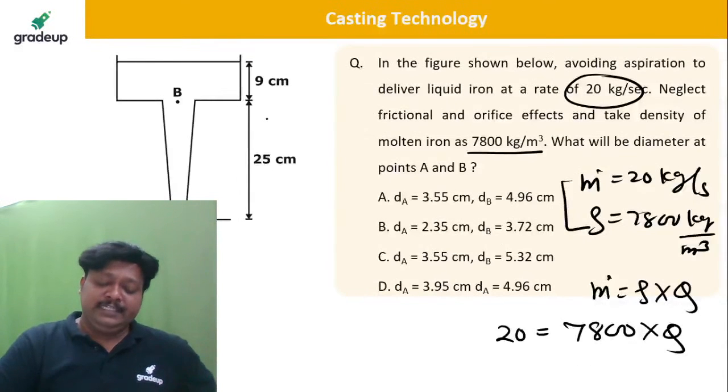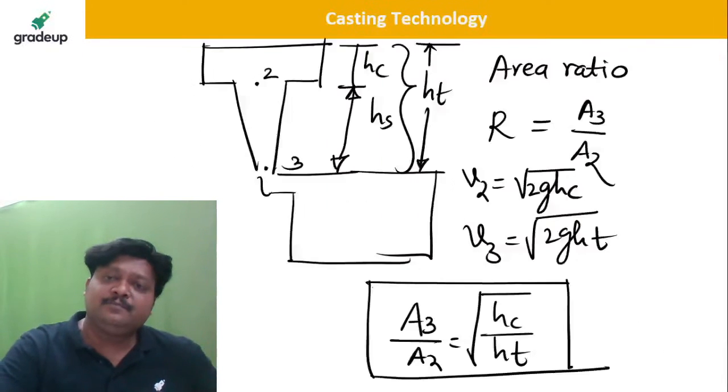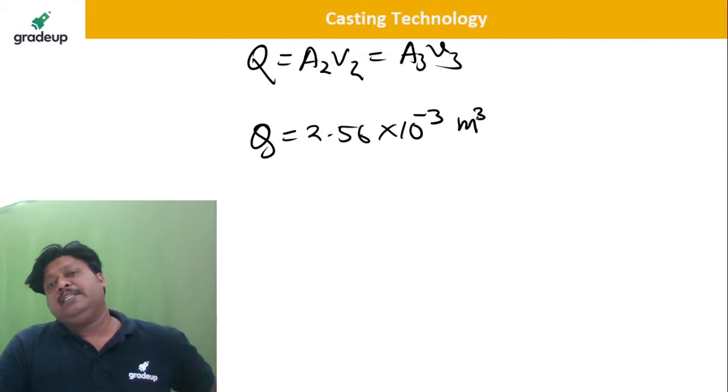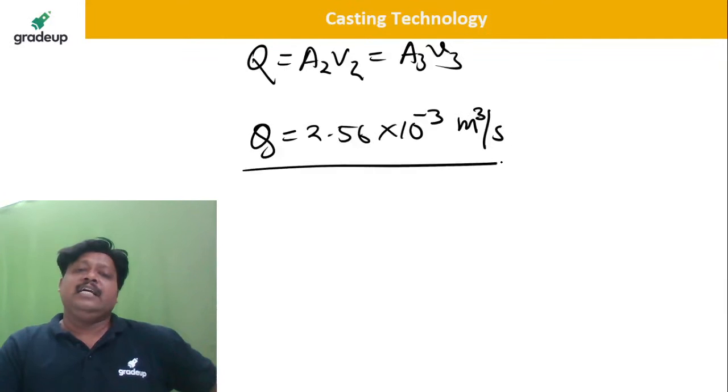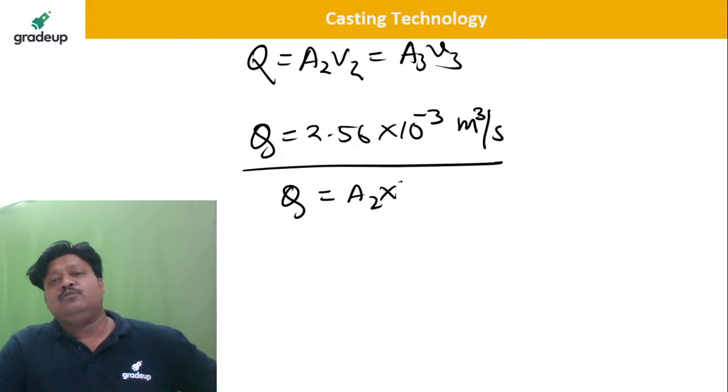Tell me the value. 20 divided by 7800, you will be getting 2.56 into 10 to the power minus 3 meter cube per second. That is the discharge you are getting. Now, if you are going to calculate this Q as equal to A2 into V2.